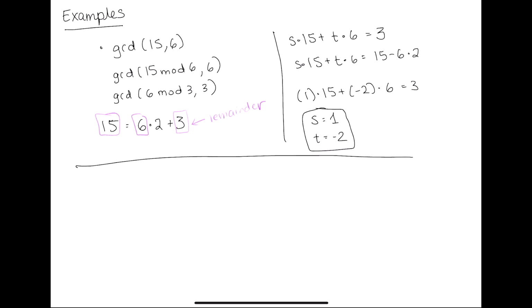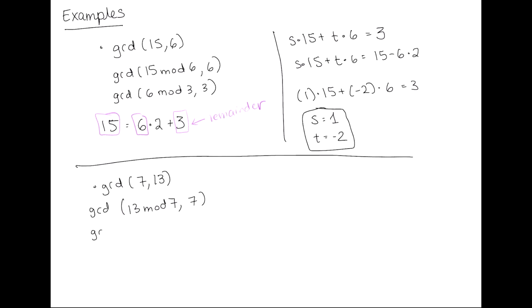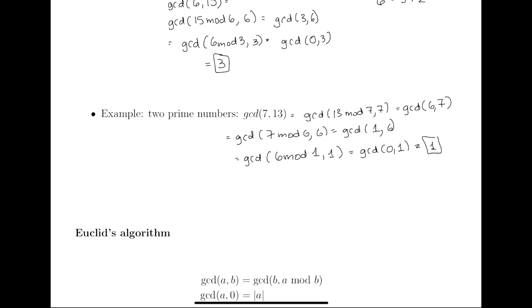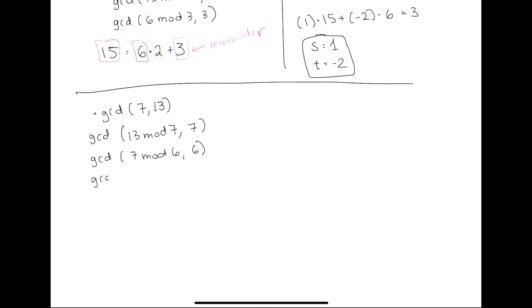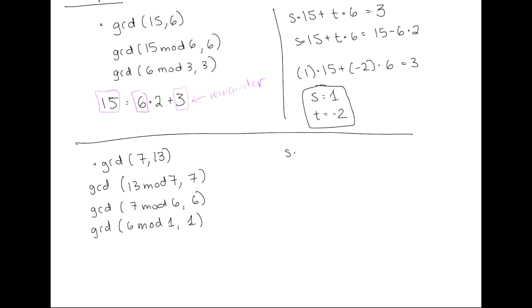Looking at the other example, because we had GCD of 7 and 13, we had then 13 mod 7 and 7. And then I had to take another step, which was 7 mod 6 and 6. And then going back up, I had 6 mod 1 and 1. All right, so recalling that, we want to rewrite my equation as s times 7 plus t times 13 is equal to 1, which is my GCD. So how are we going to go about doing that?